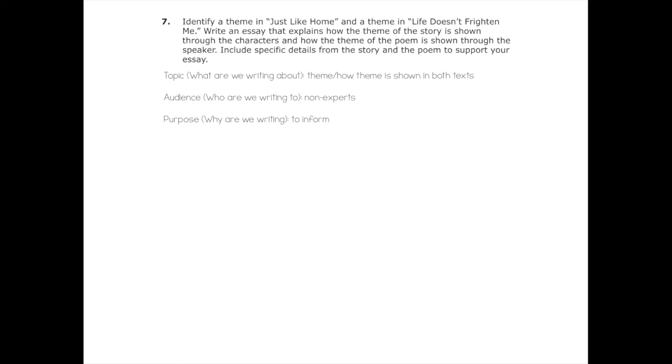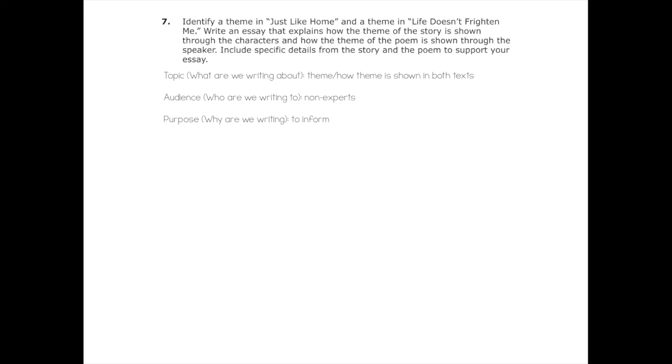Okay, so you can see we are starting with our prompt. Identify a theme in Just Like Home and a theme in Life Doesn't Frighten Me. Write an essay that explains how the theme of the story is shown through the characters and how the theme of the poem is shown through the speaker. Include specific details from the story and the poem to support your essay. So Ms. Johnston has tapped out our prompt for us.